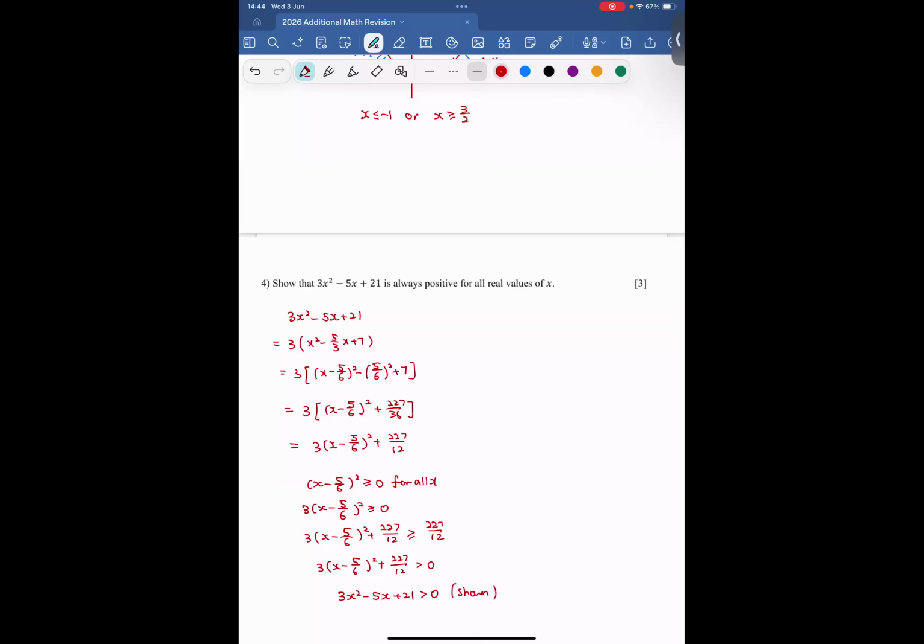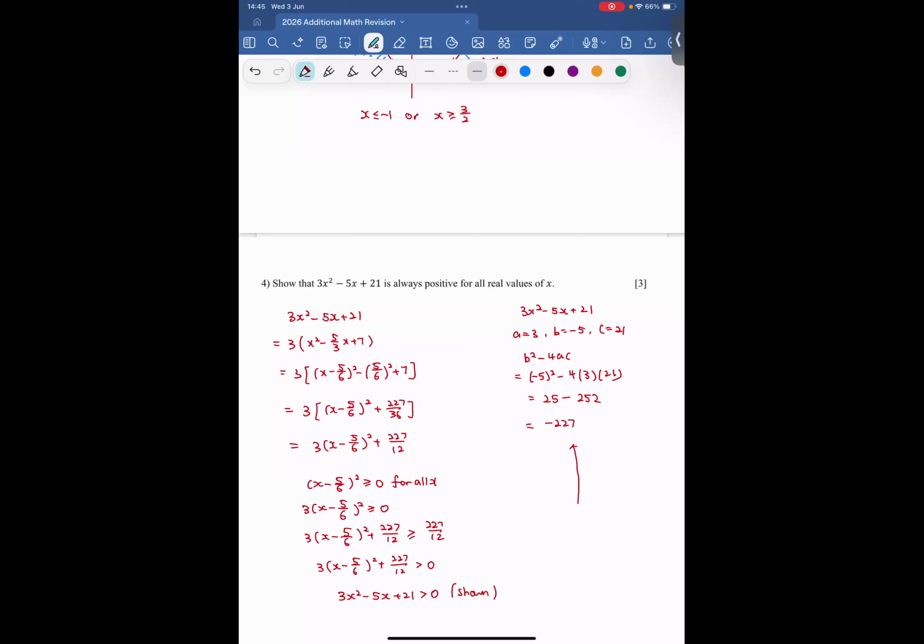Okay, another way is to use discriminant. So a is 3, b is minus 5, c is 21. So b squared minus 4ac is equals to minus 5 squared minus 4ac. You get 25 minus 252, which is negative 227. Okay, so when discriminant is less than 0, it means that it will not cut the x-axis.